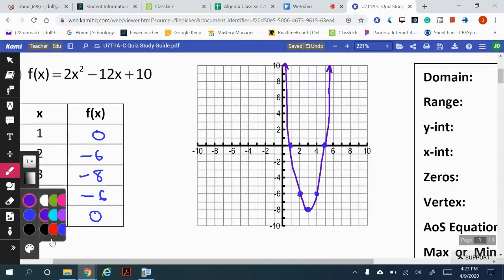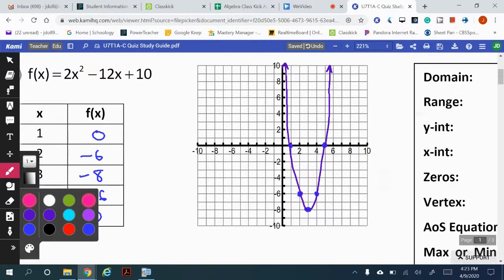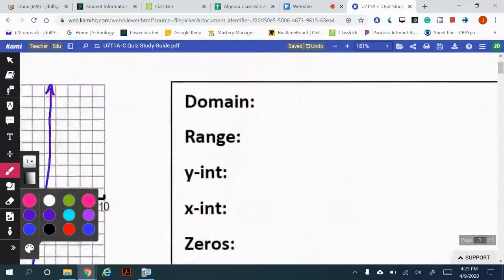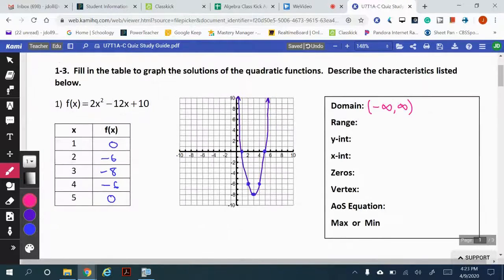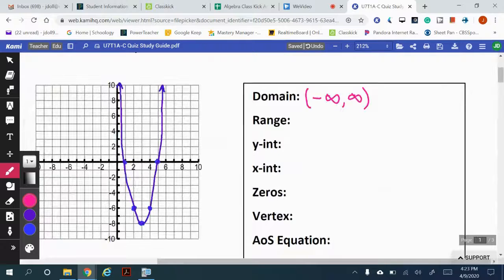Now, as we start working our way through these characteristics here, domain, that one's pretty easy. Hopefully you've noticed by now that no matter what we do with domain, it's going to be negative infinity to positive infinity. Let's talk about the range. Talk about our y coordinates. Well, we can see we have a minimum here. This is the lowest point at -8, and it goes up forever. So we are going to start at -8.